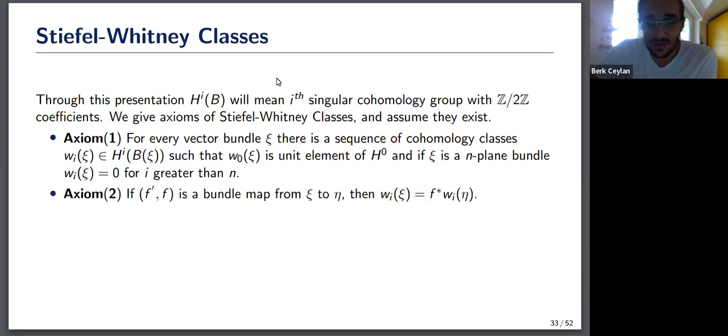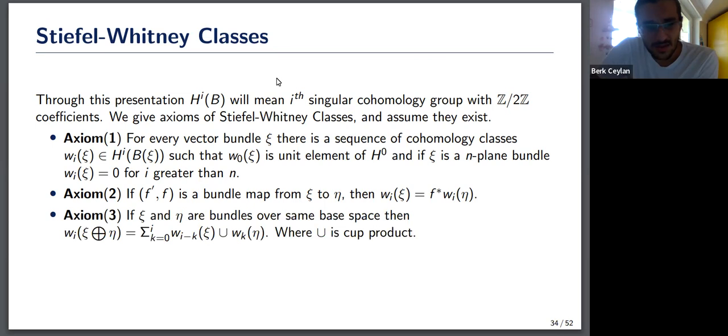The second axiom is called naturality. If you have a bundle map, then the pullback of the Stiefel-Whitney class of one is equal to that of the other. Axiom 3 is called the Whitney sum formula. It relates the Stiefel-Whitney class of a sum of vector bundles to the Stiefel-Whitney classes of the summands.